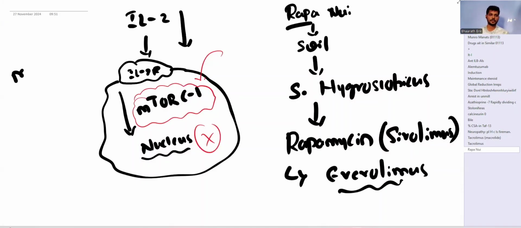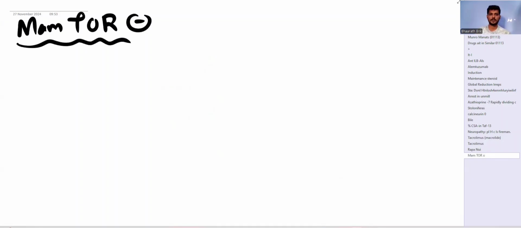So sirolimus and everolimus are mTOR inhibitors. So what is this mTOR? This is rapamycin, and this is the target of rapamycin in the human body. So it is the mammalian target of rapamycin. This is the next class of drugs that we are discussing: mammalian target of rapamycin inhibitors. These are sirolimus and everolimus.